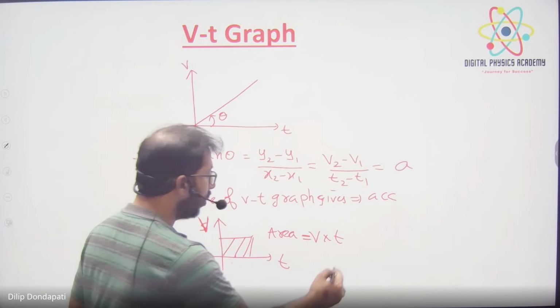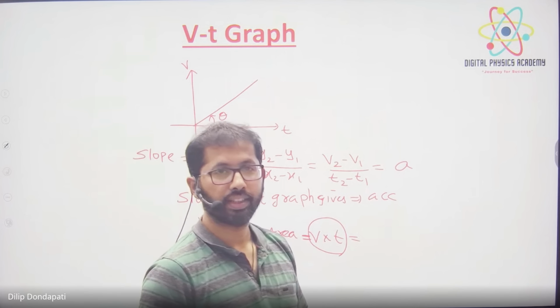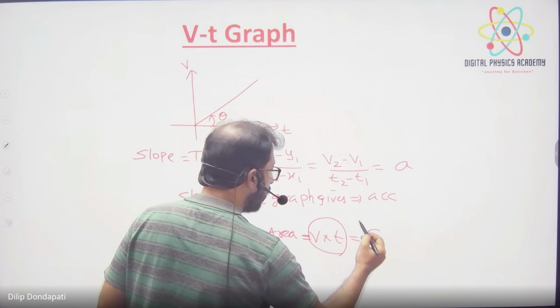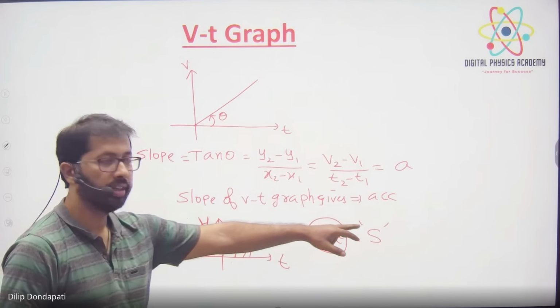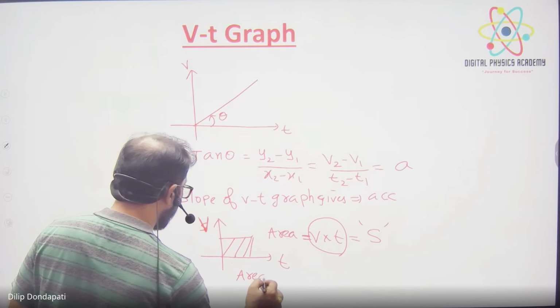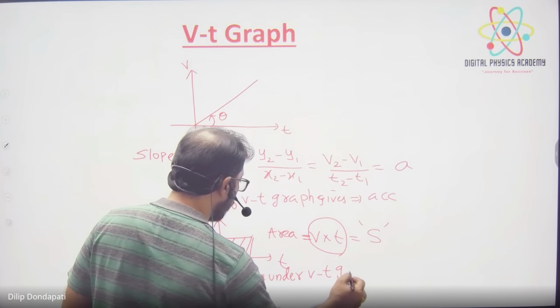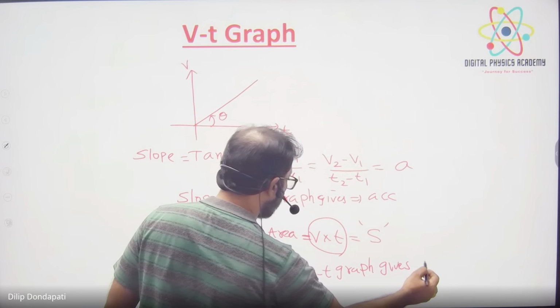Area only we are finding. Okay, that is equal to which quantity? Velocity into time is which physical quantity? Isn't it displacement? Because displacement by time is velocity. So what can we conclude? Area under velocity time graph gives displacement. Write down: area under velocity time graph gives displacement.